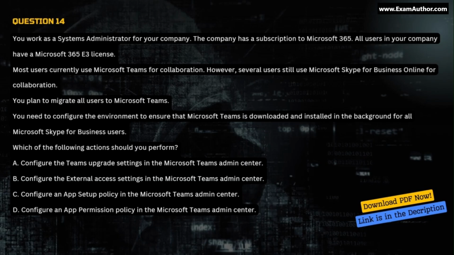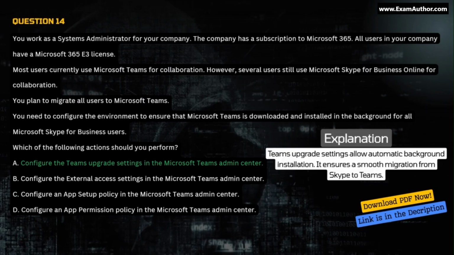A. Configure the Teams upgrade settings in the Microsoft Teams Admin Center. B. Configure the external access settings in the Microsoft Teams Admin Center. C. Configure an app setup policy in the Microsoft Teams Admin Center. D. Configure an app permission policy in the Microsoft Teams Admin Center. Correct answer A. Configure the Teams upgrade settings in the Microsoft Teams Admin Center. Explanation. Teams upgrade settings allow automatic background installation. It ensures a smooth migration from Skype to Teams.